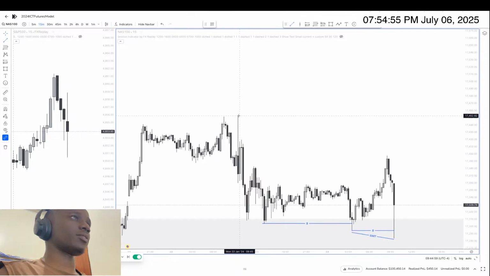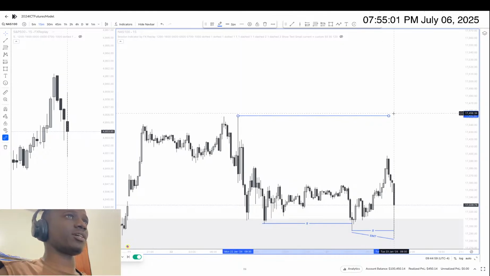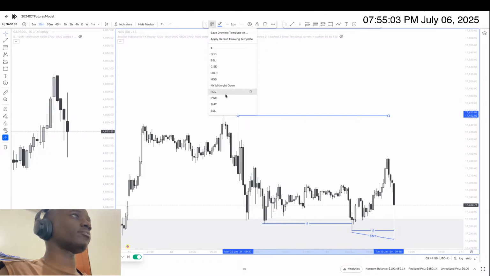So we've got this buy side level here, a strong high. It's from yesterday's, it's a previous day high. Previous day high, where is it? Let's just mark buy side.